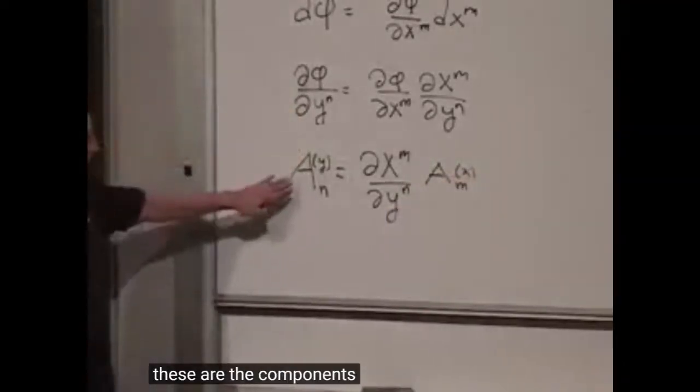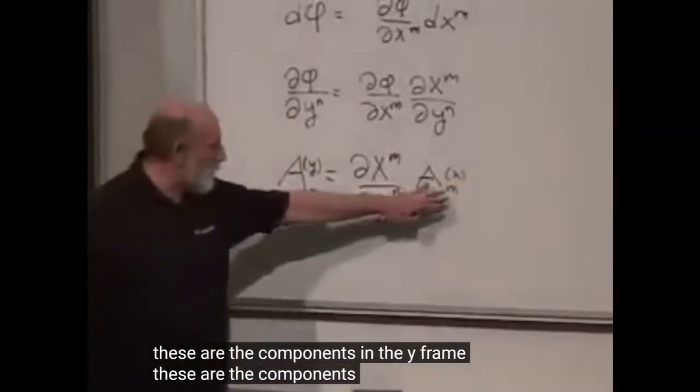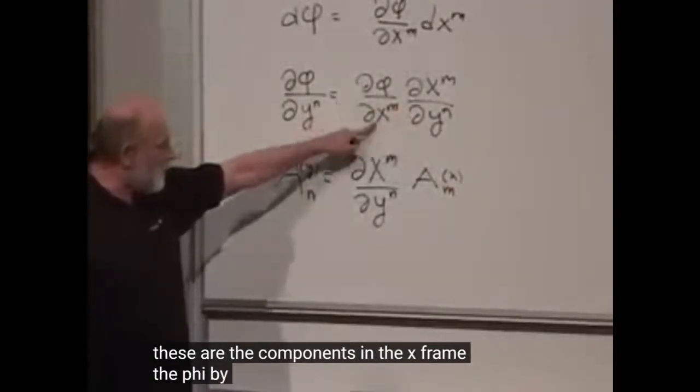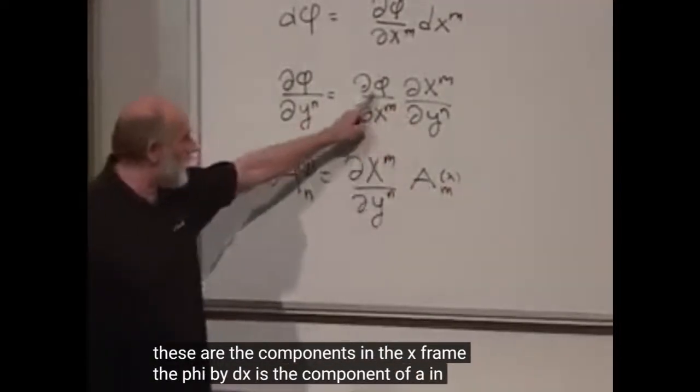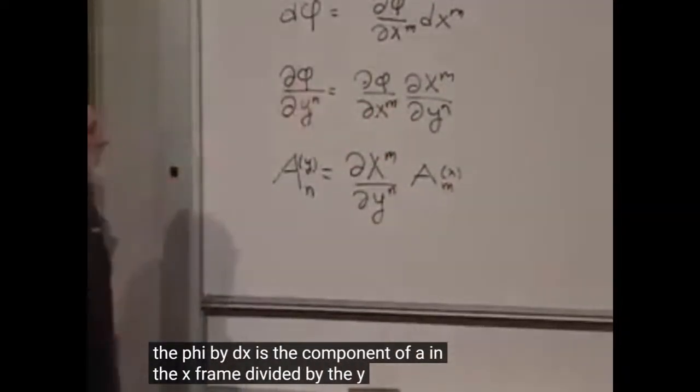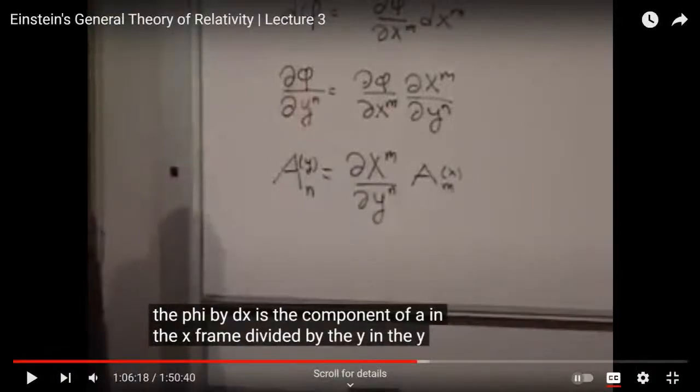These are the components in the y frame. These are the components in the x frame. d phi by dx is the component of a in the x frame, d phi by dy in the y. So a vector A in the y space is converted from a vector A in the x space.